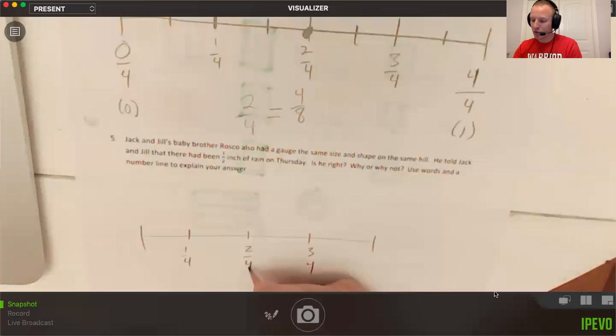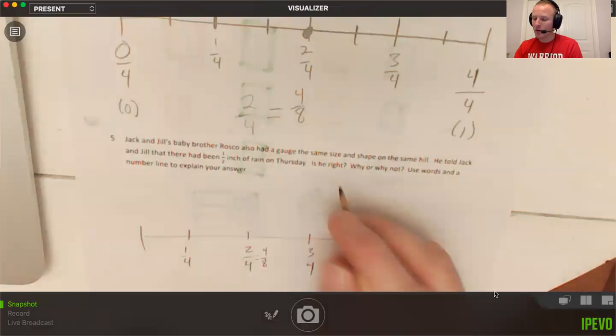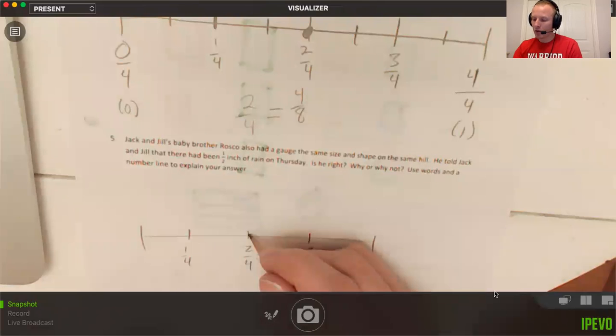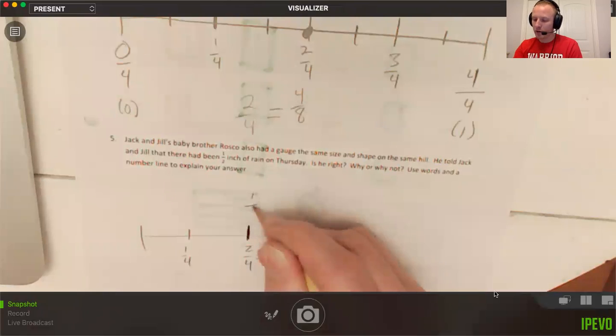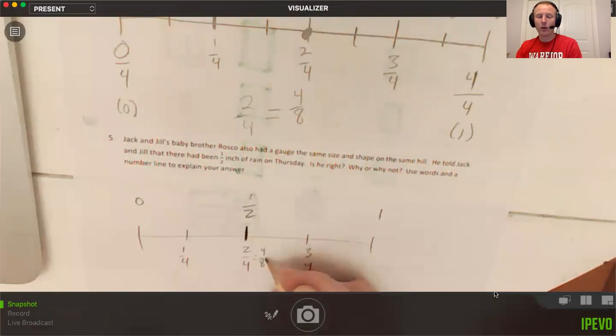And I'm just gonna say that 2/4 equals 4/8 on here because we determined that in the last part of the problem. And then I'm also gonna mark 1/2 on here, 0 and 1. Is 1/2 the same as 2/4 and 4/8? You bet it is. Those are all the same as each other.